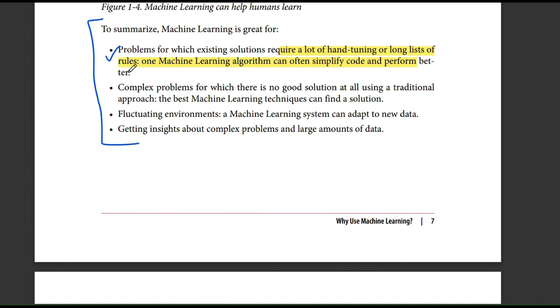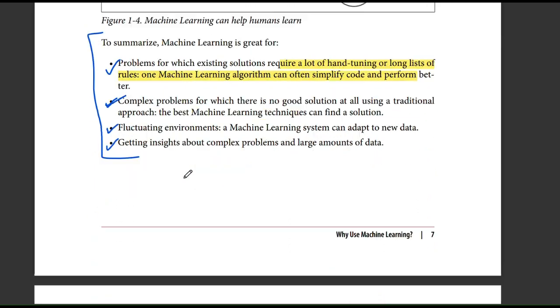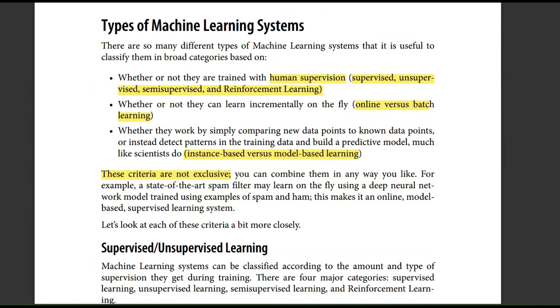Machine learning can provide solutions to problems that are very hard to solve using traditional programming or would require a lot of work, or complex problems which do not have a solution using the traditional programming approach. It can also be deployed into fluctuating environments where we are generally updating the data every so often, and getting insights about complex problems and large amounts of data. So that is what we just studied here, data mining.